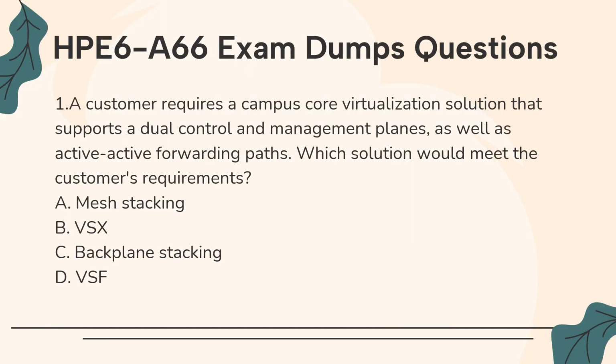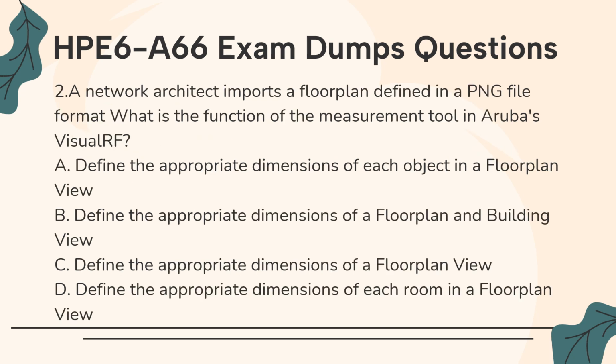1. A customer requires a campus core virtualization solution that supports dual control and management planes, as well as active-active forwarding paths. Which solution would meet the customer's requirements? A. Mesh stacking, B. VSX, C. Backplane stacking, D. VSF.